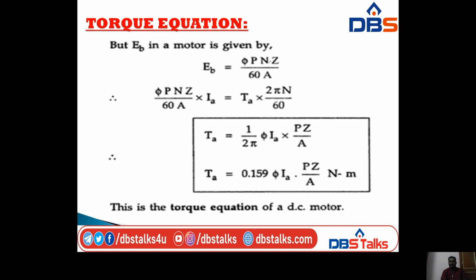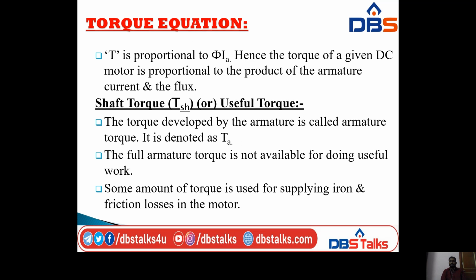Okay, and next we have some other topics that I am explaining. From that equation, torque τ is proportional to φ into IA. That means the torque of a given DC motor is proportional to the product of armature current and the flux. Okay, so here I am taking one more thing, that is shaft torque or useful torque.